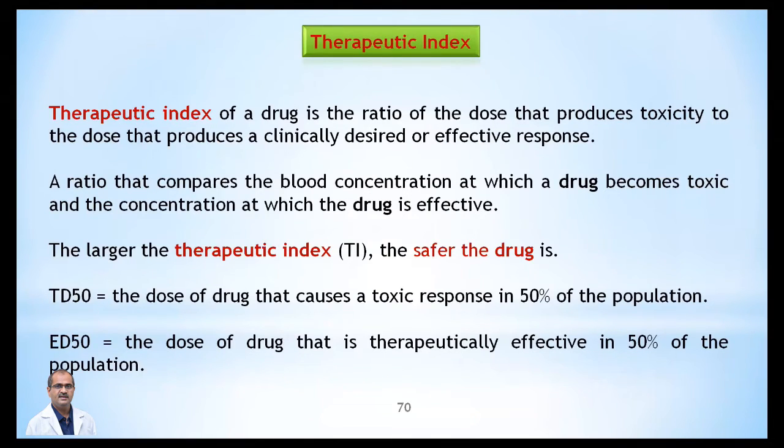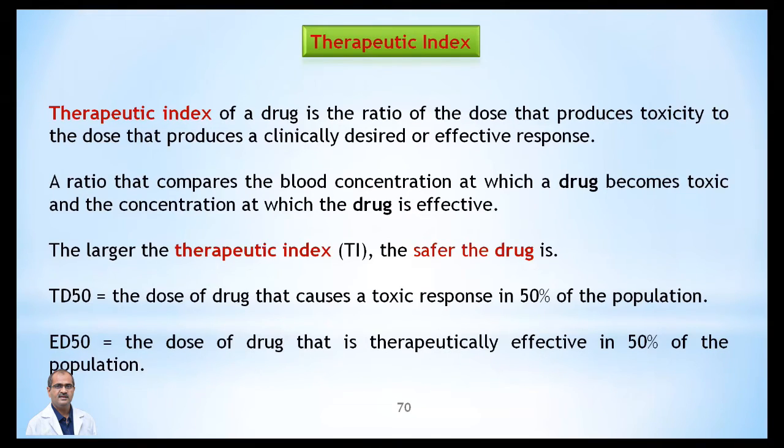And therapeutic index, now we will see the definition of this therapeutic index. It is a ratio of the dose that produces toxicity to the dose that produces the clinically desired effective response. So the therapeutic index is the ratio of the dose that produces toxicity and the dose that produces the clinically desired effect. So LD50 divided by ED50 is known as the therapeutic index.